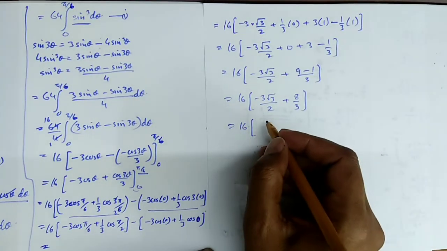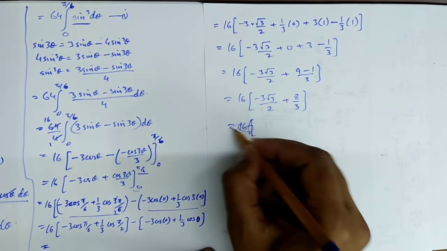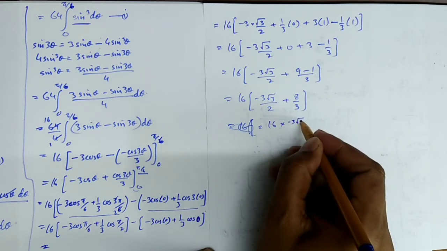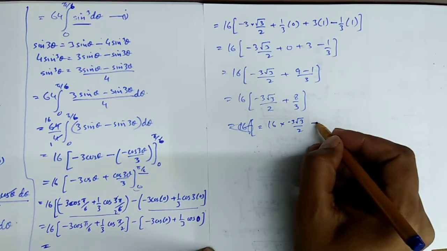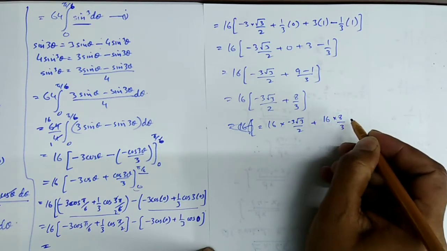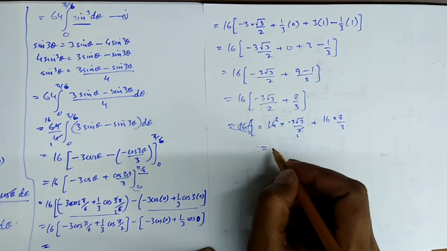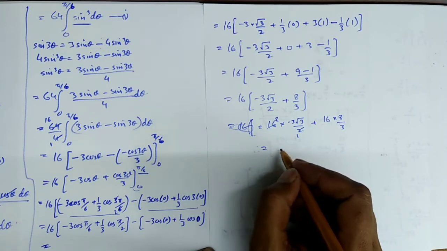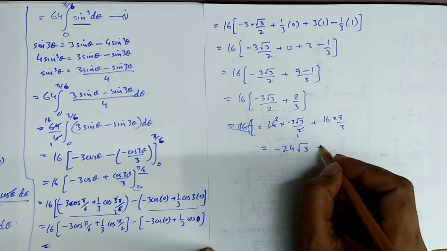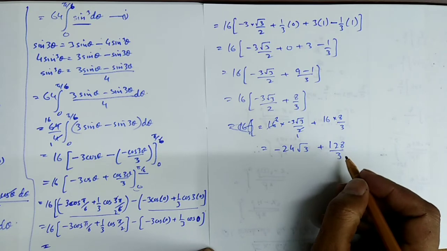16 into, let's multiply this 16 inside. 16 multiplied by minus 3 under root 3 upon 2 plus 16 multiplied by 8 upon 3, so 2 1s are 2, 2 8s are 16. This will give you minus 24 under root 3 plus 128 upon 3, right?